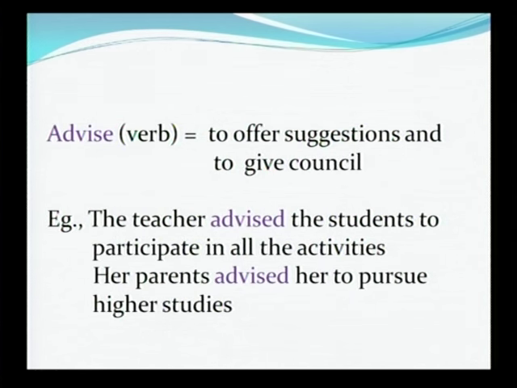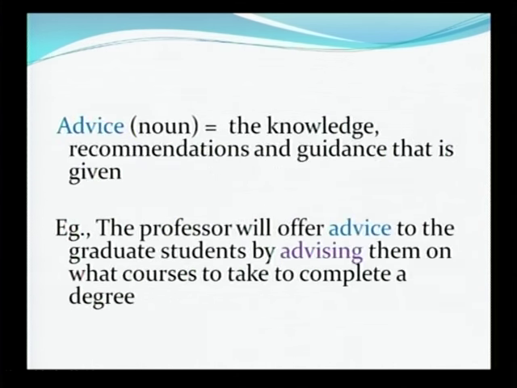Like, her parents advised her to pursue higher education. The second one is advice: the knowledge, recommendations and guidance that is given. So it's a noun. First one is a verb, the second one is a noun. The professor will offer advice to the graduate students by advising them on what course to take to complete a degree. See that now. In the same sentence, I have used both words. Advice is a noun. The second one, advising, is in the continuous tense.